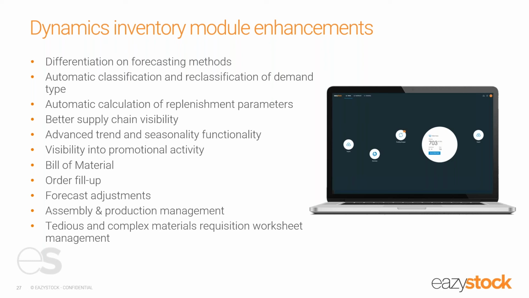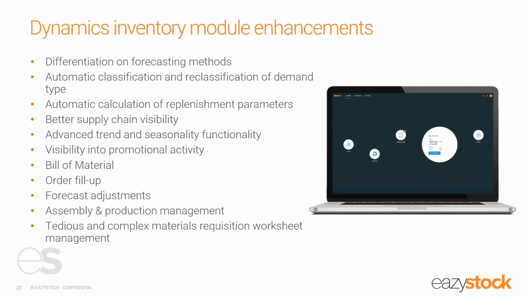So a little bit about how Dynamics Inventory Module enhancements, or how we kind of enhance Dynamics Inventory. So one thing is the differentiation of forecasting methods. We have a bit more added sophistication to our forecasting versus what Microsoft will offer off the, let's say, out of the box. We have the automatic classification and reclassification of demand type. So we showed you that through the product lifecycle graph and how it's constantly evaluating your items to make sure that it is giving and applying the most appropriate algorithm.